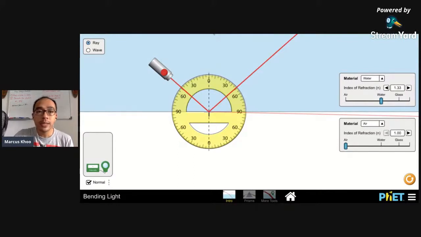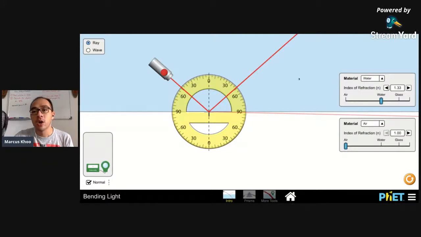So let's take a look at this. What I need you all to do is, because I cannot do both at the same time, I need somebody to jot down what the critical angle is, what the refractive index is, and what the material is. Then after that, please type it out in the chat so that I can write it down in the PowerPoint soon.